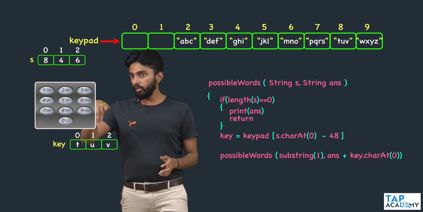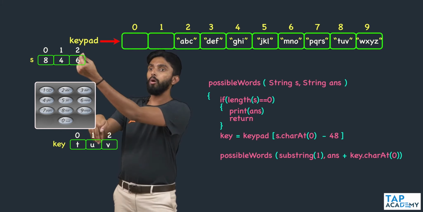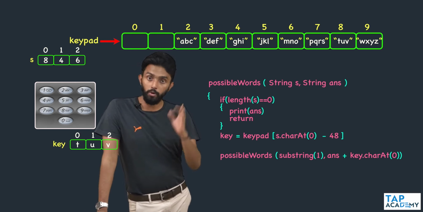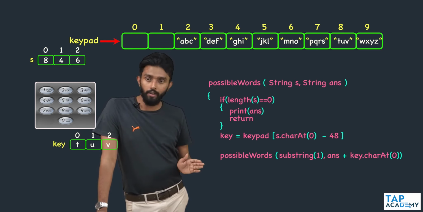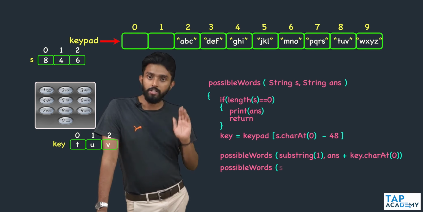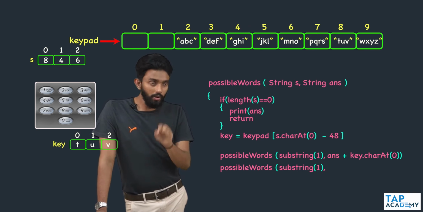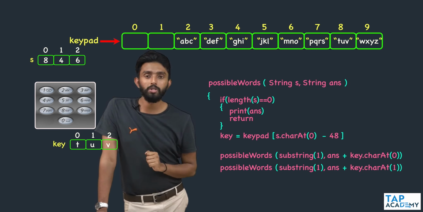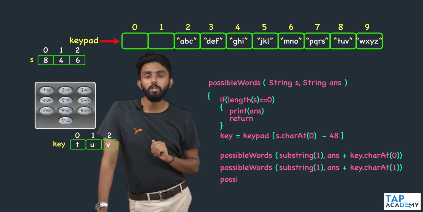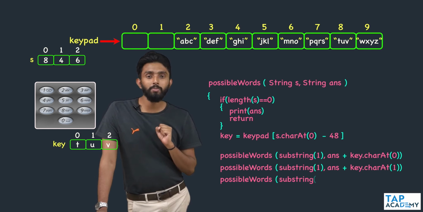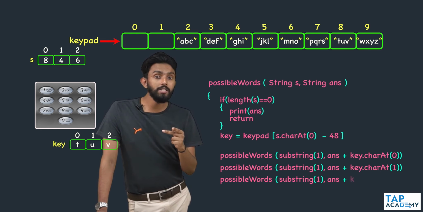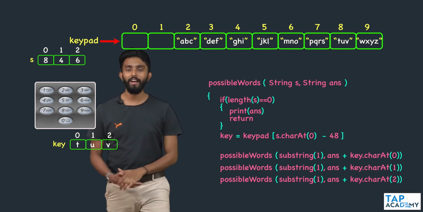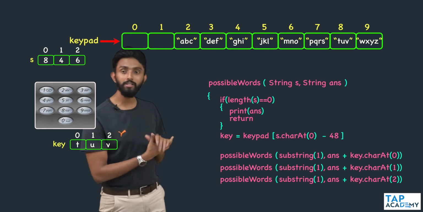Similarly, with U, you want to attach all the combinations of 4, 6, right? So once more I have to recursively call, because there are 3 possibilities. Again I will call possible words, again substring from the first position, so it breaks down, again answer plus key dot character at the first position. Similarly, I'll again call possible words, again substring from the first position, answer plus key dot character at the second position. I hope you're able to think. So these are the three things, right?